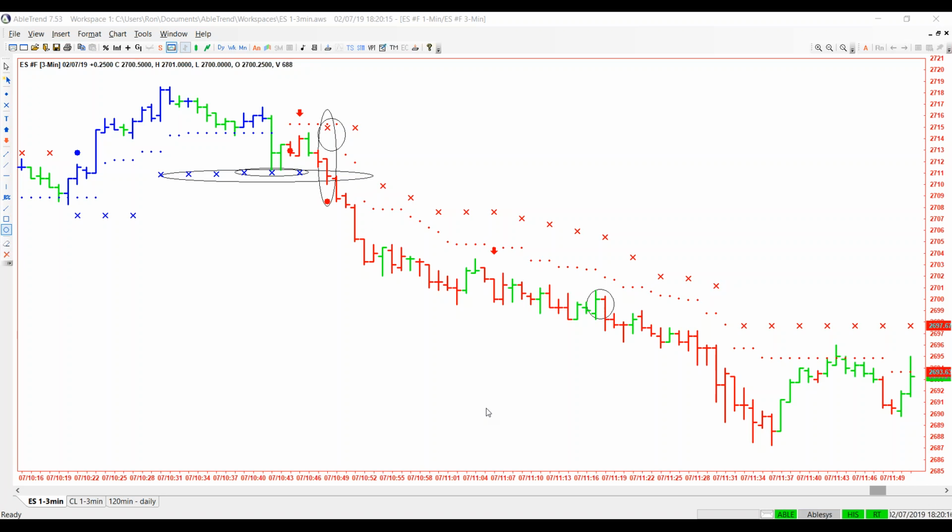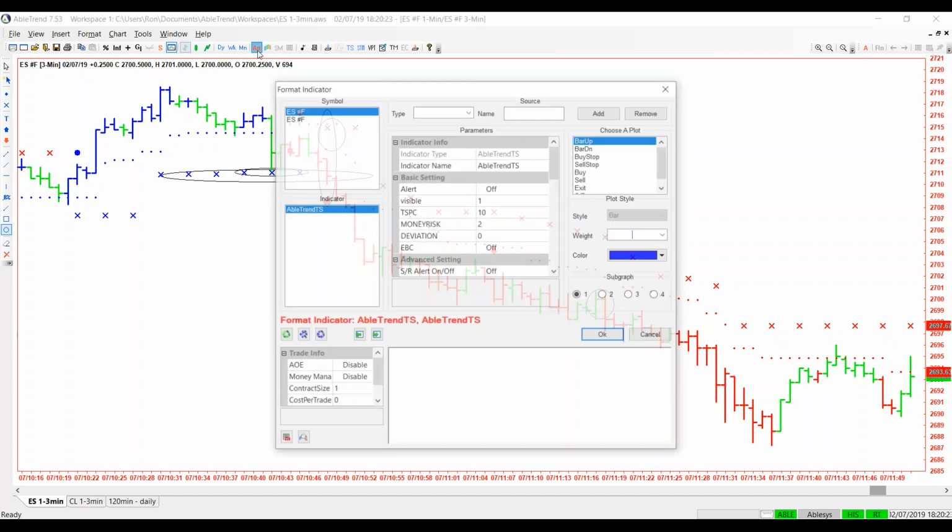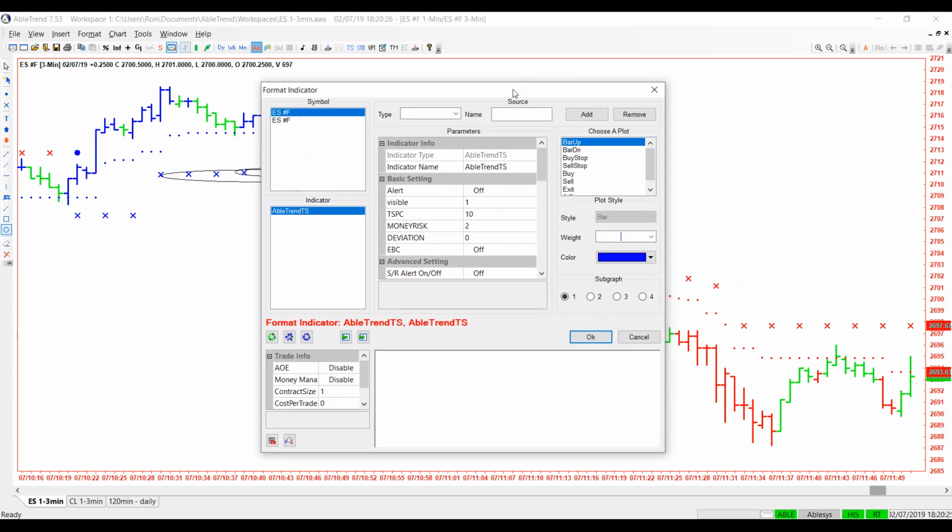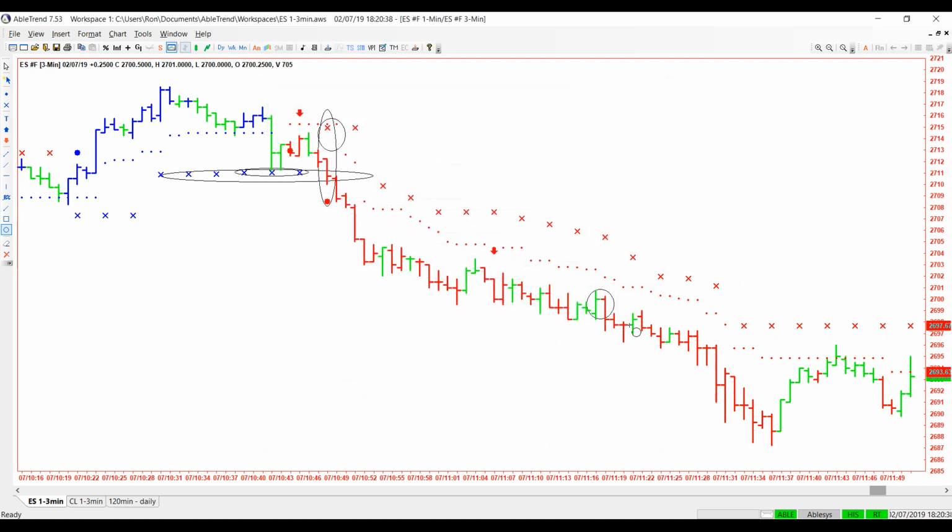Yeah, okay. So that's what I did. I put the X's instead of dots, and I find that it's a little bit more helpful. Real quick, you click on AN for analysis, and right here, I highlight AbleTrend TS. I make the buy stop across, and I make the sell stop across, and then click OK. And instead of big dots, you get crosses.